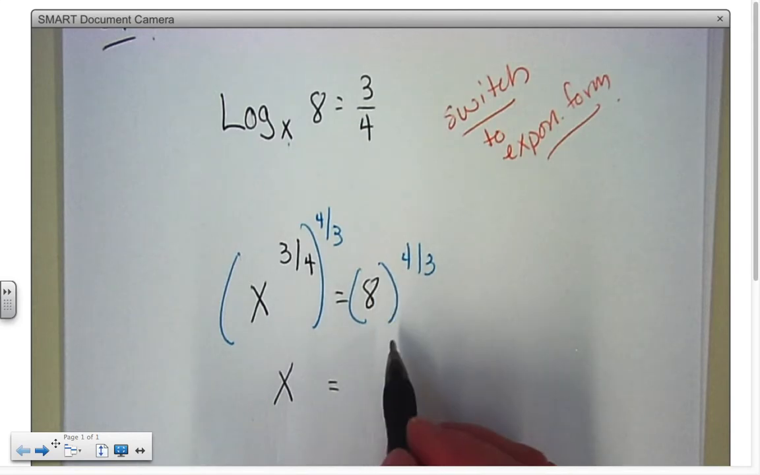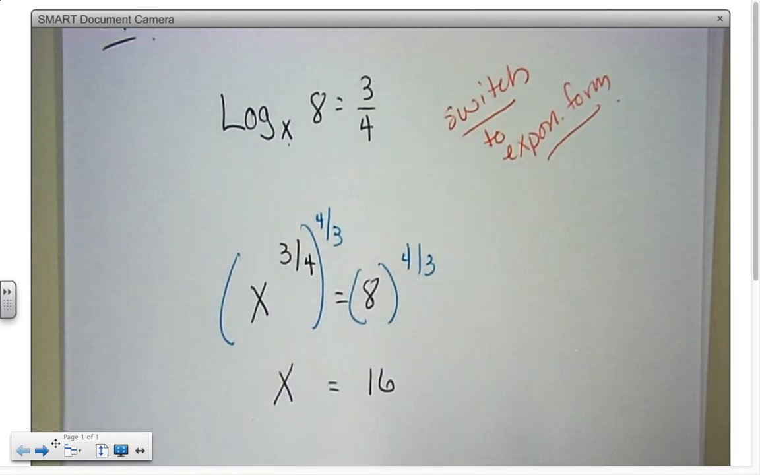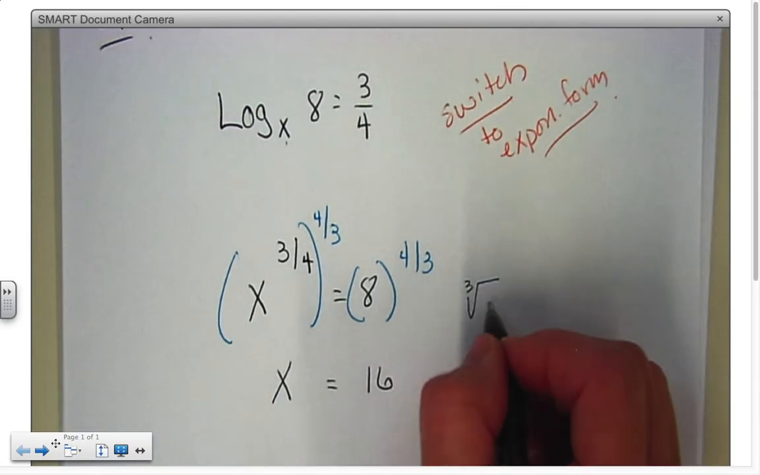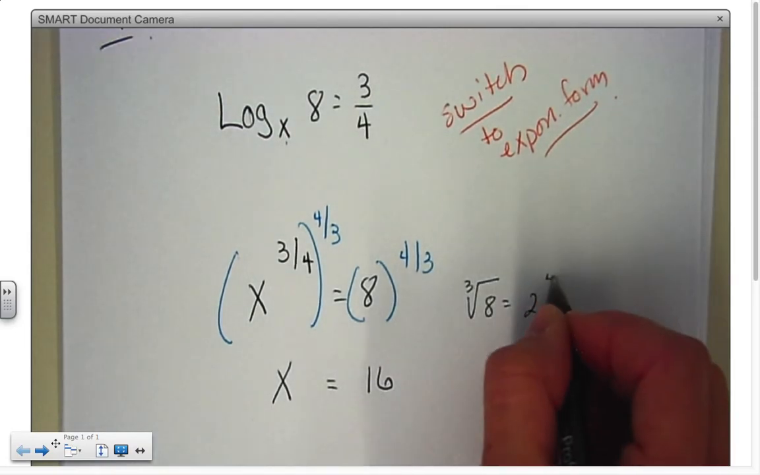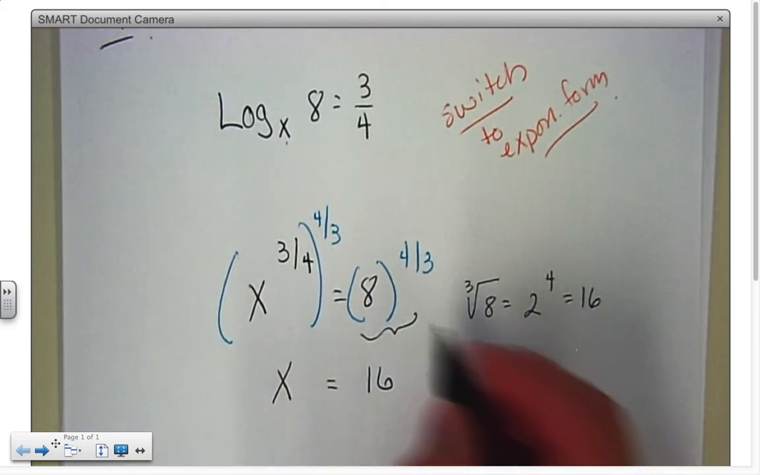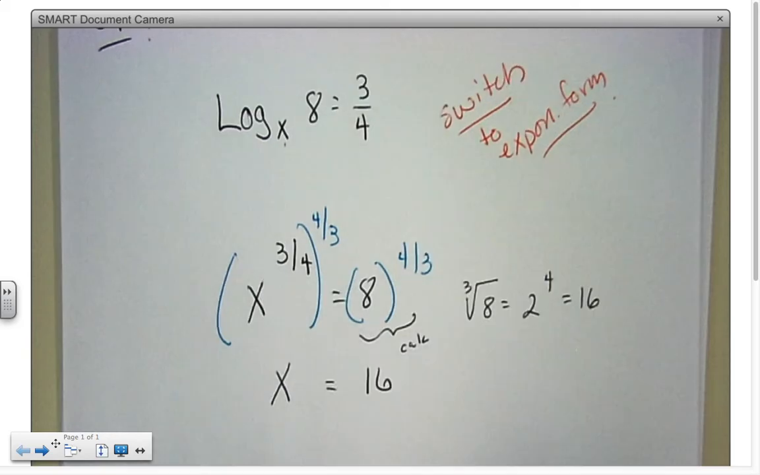8 raised up to the 4/3, I believe, is 16. Remember, you can do this piecemeal. You can do a cube root of 8 and then raise it to the 4th. Or if you feel really confident with understanding this, you can just type it into the calculator straight and get an answer.